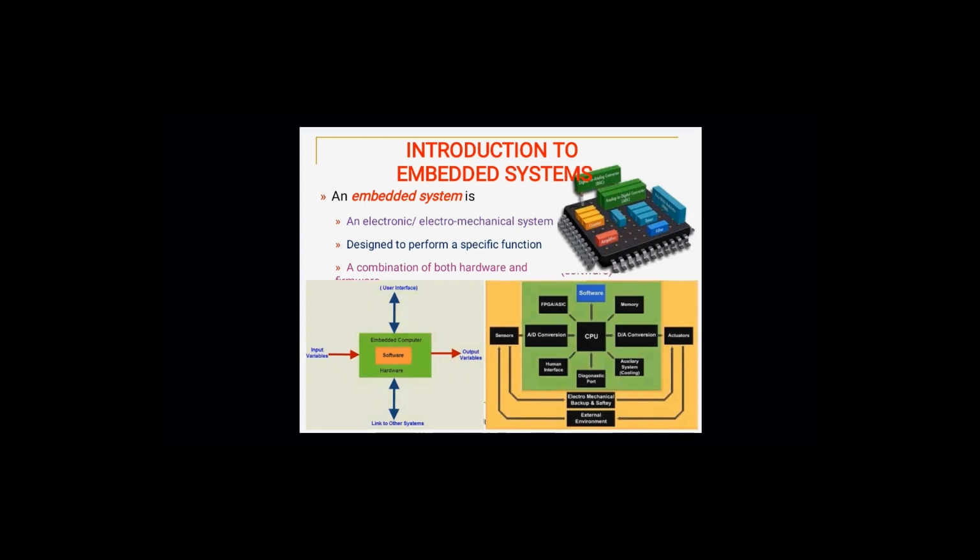So what is an embedded system? It is an electromechanical system with specific functionalities, right? Specific functionalities, and it will have both hardware and what we generally call firmware. Please go and find out the difference between software and firmware. Or in general, we can say it will have hardware and software, with the software designed for a specific function.